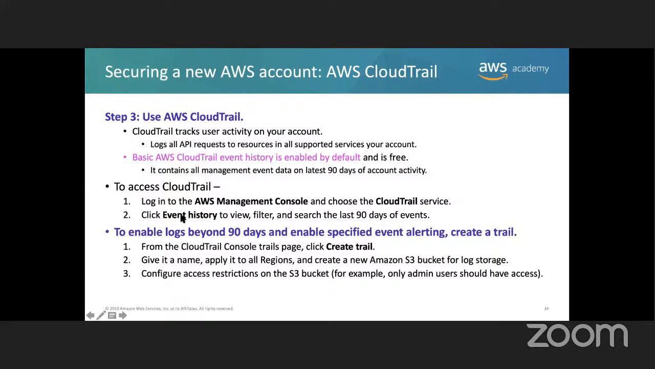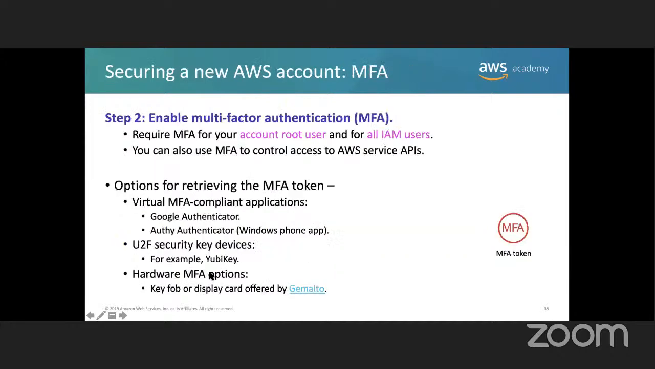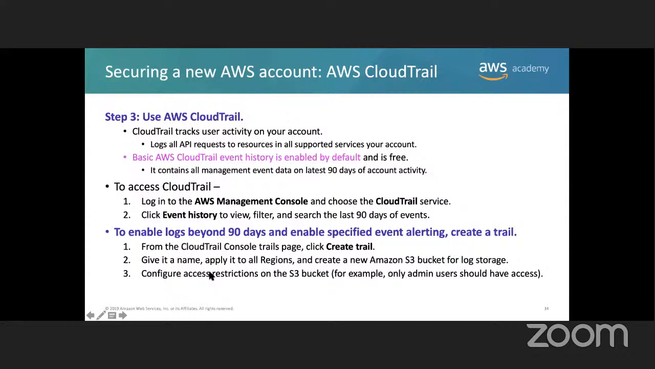So choose the CloudTrail service, then Event History, to view, filter, and search the last 90 days of events. To enable logs beyond 90 days and enable specified event alerting, create a trail. Create a trail, give it a name, apply it to all regions, and create a new Amazon S3 bucket for log storage. And then configure access restrictions to the S3 bucket.